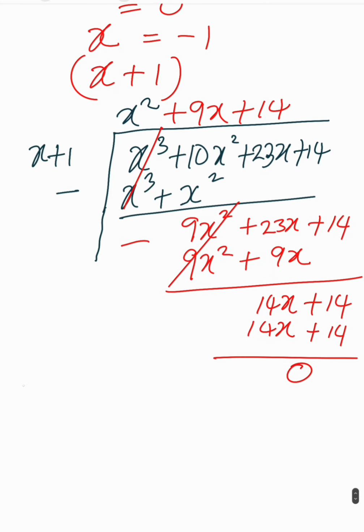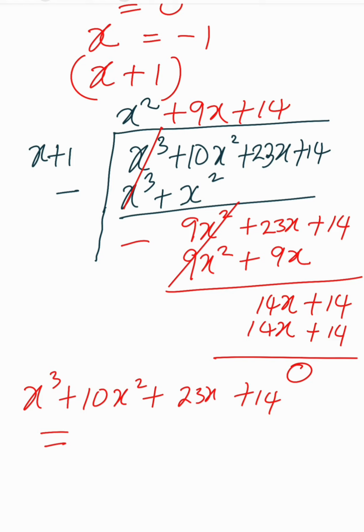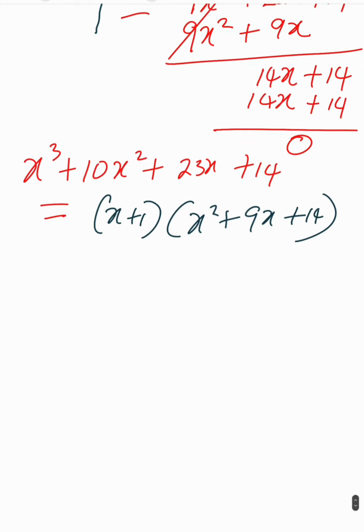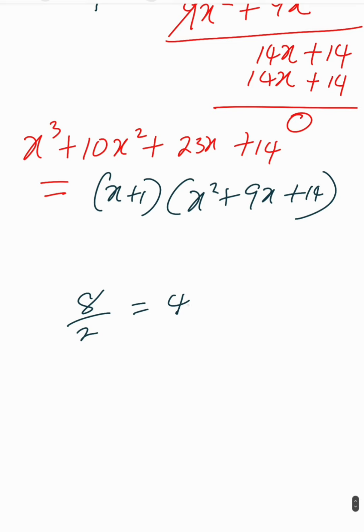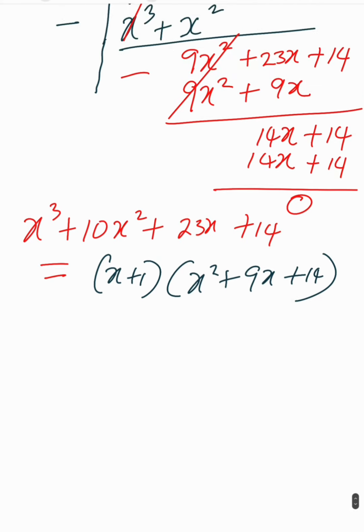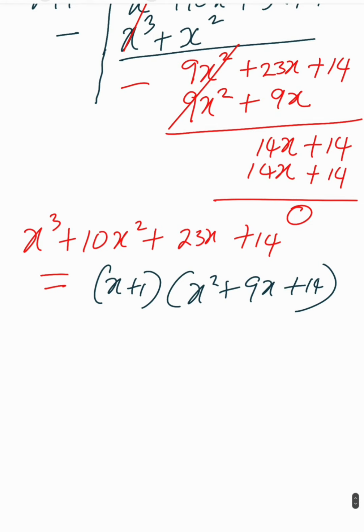So the original polynomial, x cubed plus 10x squared plus 23x plus 14, is the same thing as the product of our divisor and the quotient. Our divisor is x plus 1, multiplied by x squared plus 9x plus 14. They are the same thing, because when you divide 8 by 2, you are getting 4. You will notice that 2 times 4 gives you back your 8. That is what I did here. So x plus 1 multiplied by x squared plus 9x plus 14 will give us the original polynomial. So we are almost there.